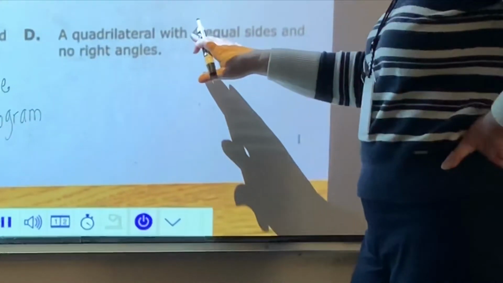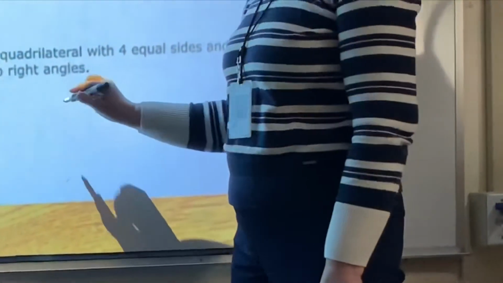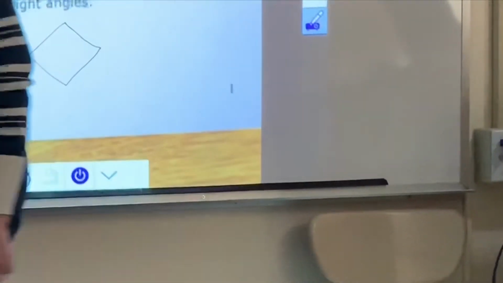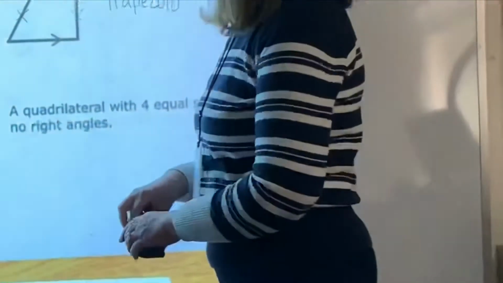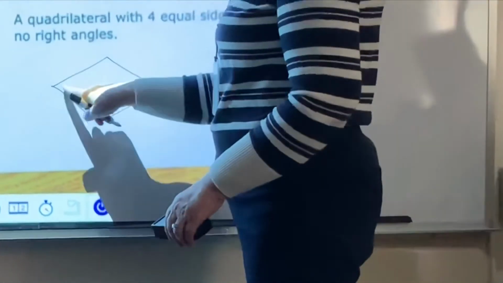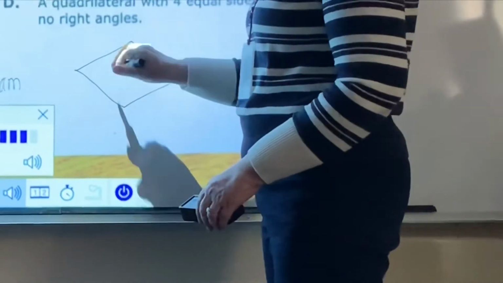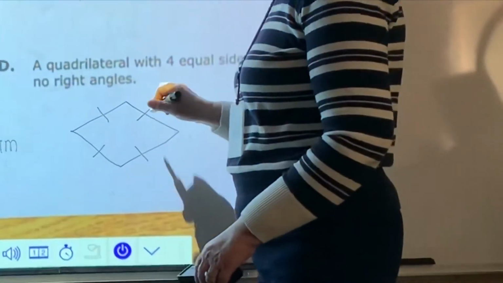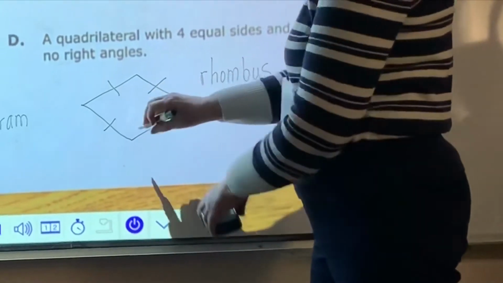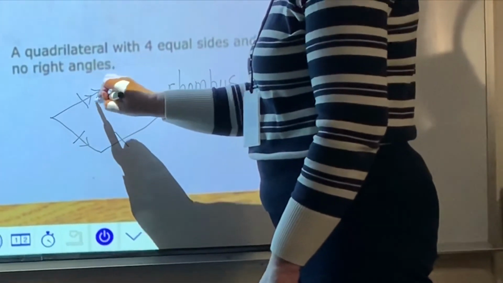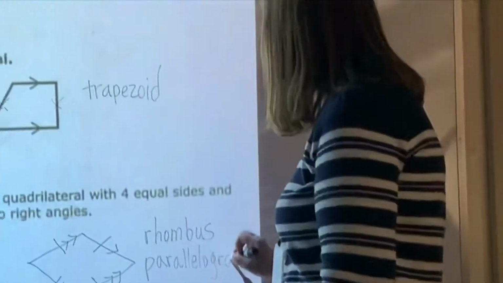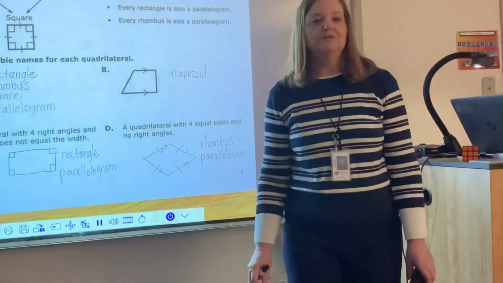Okay, let's take a look at this one. A quadrilateral with four equal sides and no right angles. So we've got four sides that are the same, but I need to draw that a little better, because that actually just looks like a square on this side. That is not a right angle, it's obtuse. And this is obtuse, and these two are acute. So no right angles, but this is the same as this, and the same as this, and the same as this. So it is a rhombus. And it is a parallelogram since this is parallel to this, and this one is parallel to this one. And that is how you classify quadrilaterals.